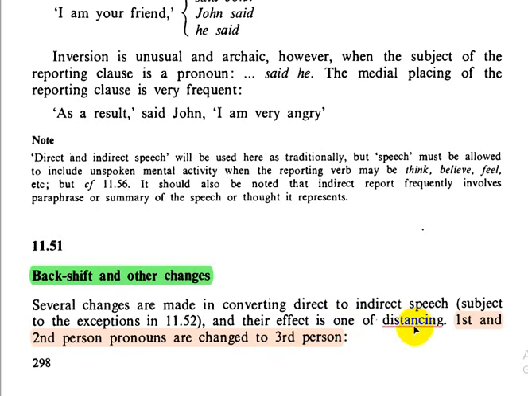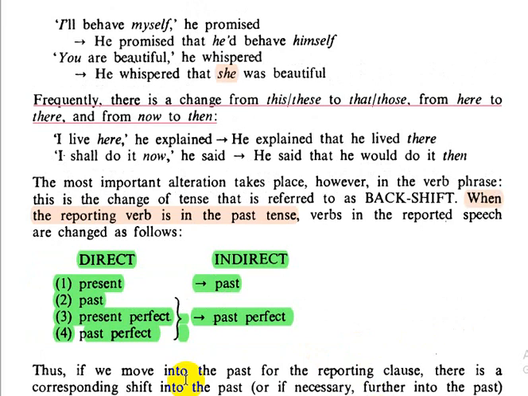So first and second person pronouns are changed into third person pronouns, as we explained earlier. Let's check more examples here. I'll behave myself, he promised. So this is between quotation marks. This means this is a direct speech. So we write the reporting verb here at the beginning. He promised. We add that because this is a statement.